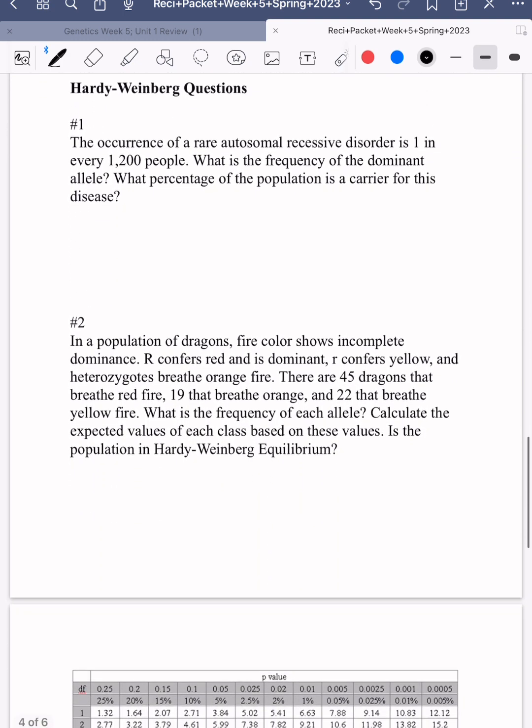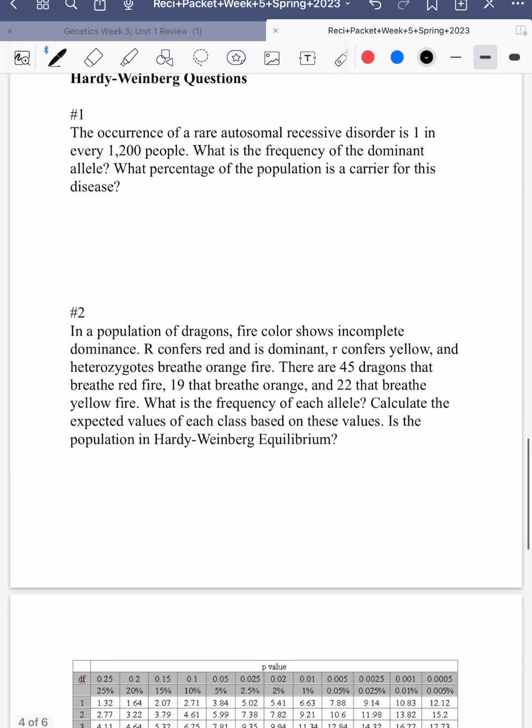Going on to Hardy-Weinberg. So remember Hardy-Weinberg. What Hardy-Weinberg does is it tells you the genotype frequencies and the allele frequencies in a population that is at equilibrium, meaning that the population is not changing going from one generation to the other generation. There are two equations that you're supposed to use. There's a genotype equation, and there's also an allele equation.